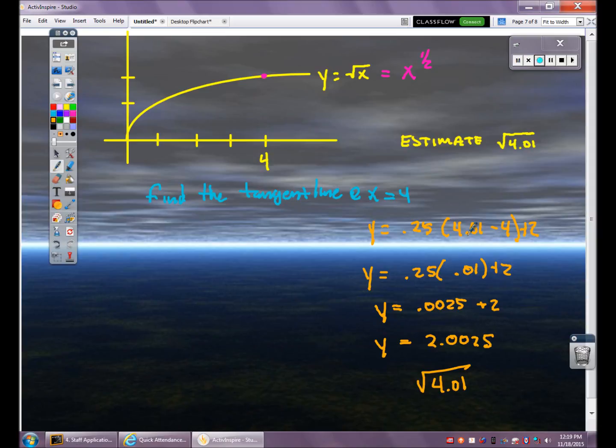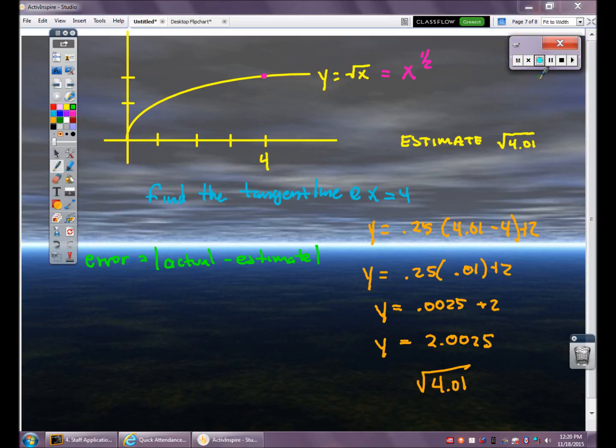I'm using local linearization. I'm saying that this function is growing at a rate of 1/4. And if I know the rate of change, how fast the function is growing at 4, I should be able to use that to estimate the square root of 4.01, which is a point just to the right of 4.